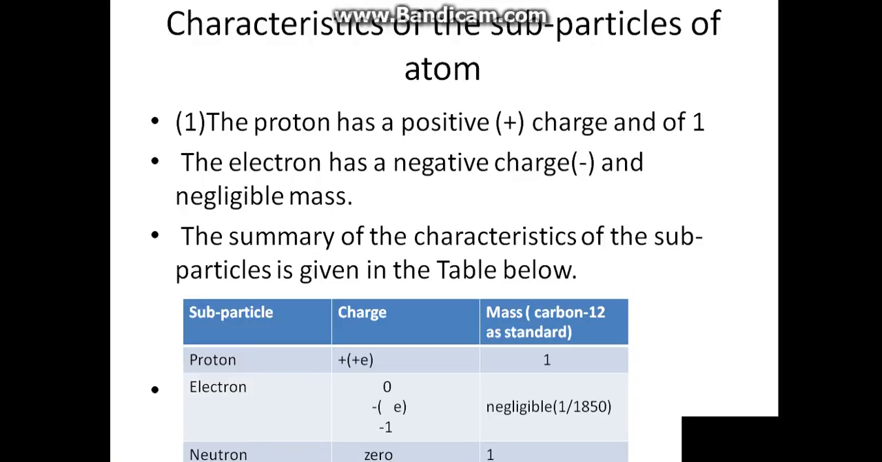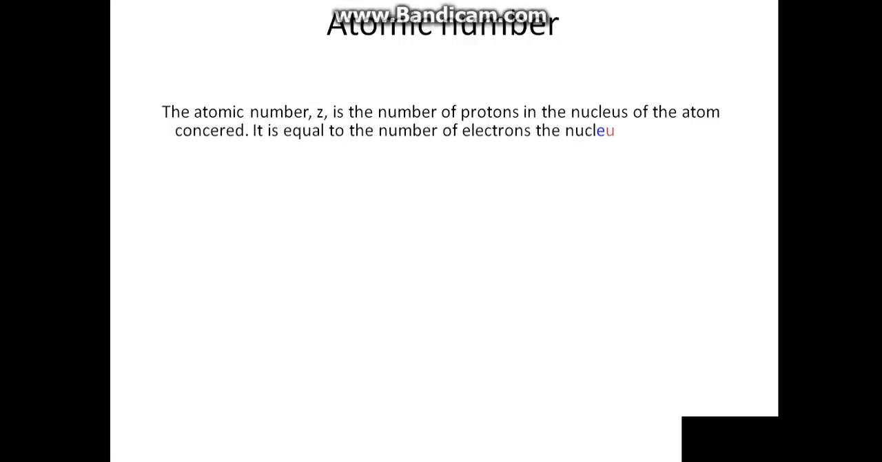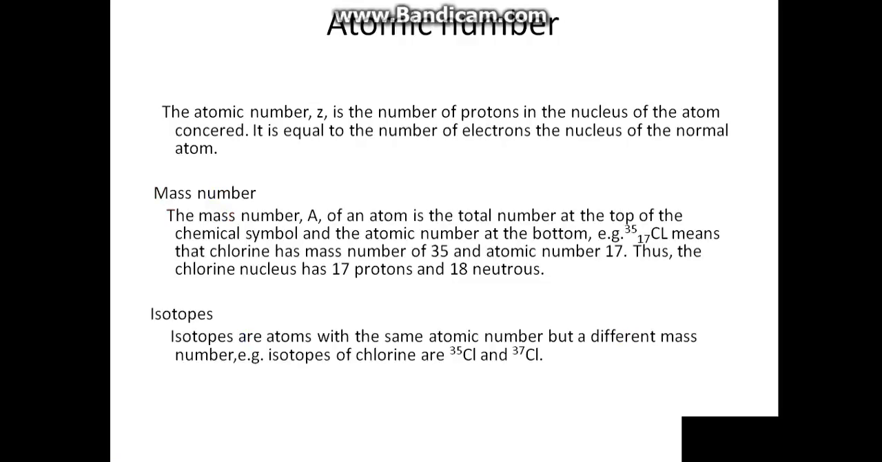Atomic number. Atomic number Z is the number of protons in the nucleus of an atom. It is equal to the number of electrons in the normal atom. Mass number. The mass number A of an atom is the total number of protons and neutrons, written at the top of the chemical symbol, with the atomic number at the bottom. Example, chlorine 35, 17 means that chlorine has a mass number of 35 and atomic number of 17. Thus, the chlorine nucleus has 17 protons and 18 neutrons.